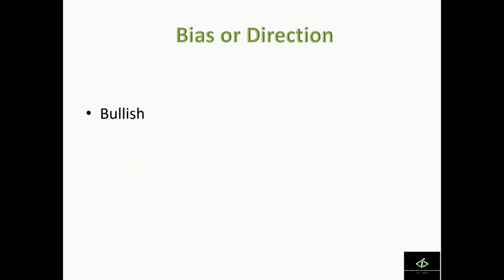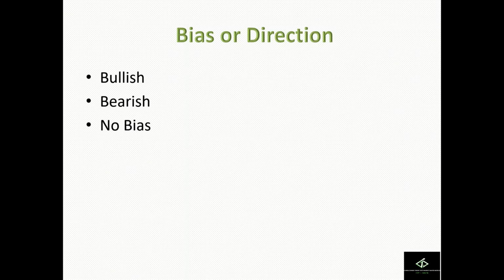The first one is bullish. If we are expecting price to go up, we will say our bias is bullish. And if we are expecting price to go down, we'll say our bias is bearish. But these are not the only options. There is a third option, which is no bias. So why am I saying there is no bias?